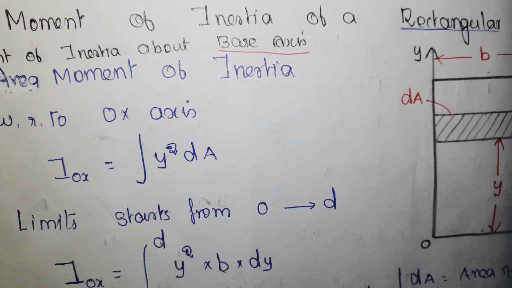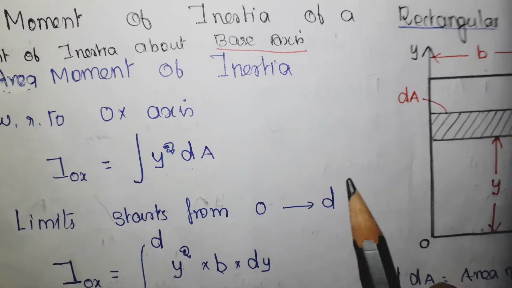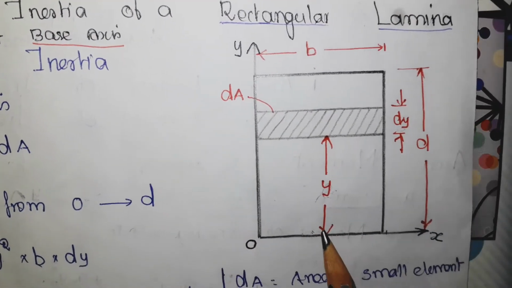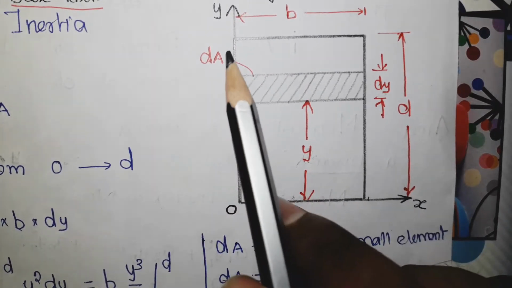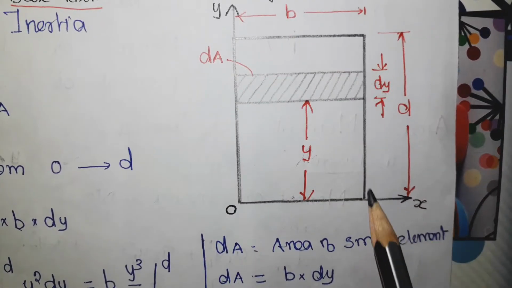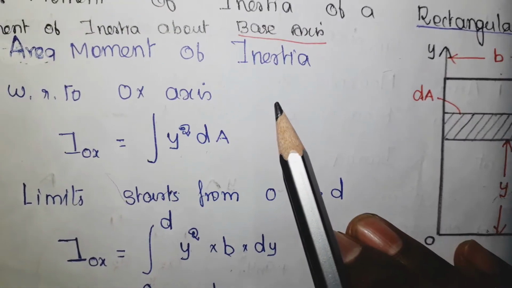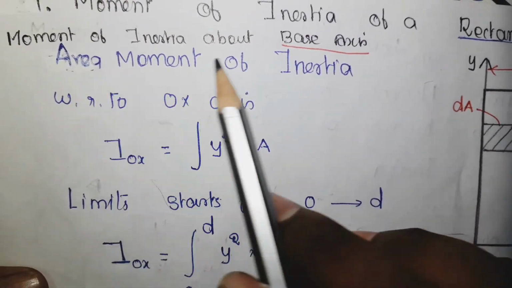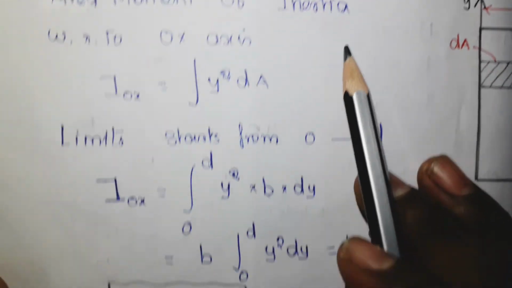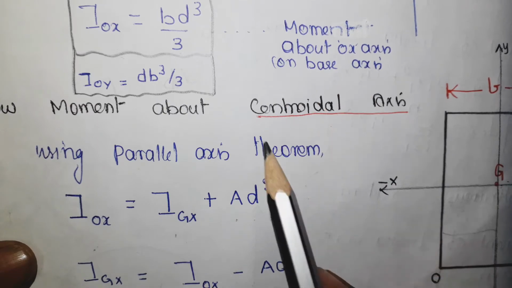Good morning. In this video, we are going to discuss the moment of inertia of a rectangular lamina. So here is the rectangular lamina of width b and height equal to d. In the derivation, first we are going to find the moment of inertia about the base axis. Then we are going to find the moment of inertia about the centroidal axis.